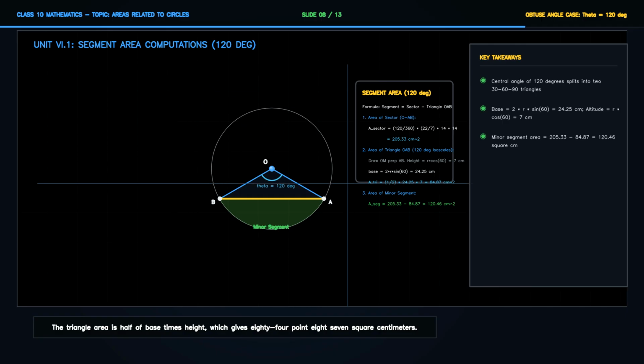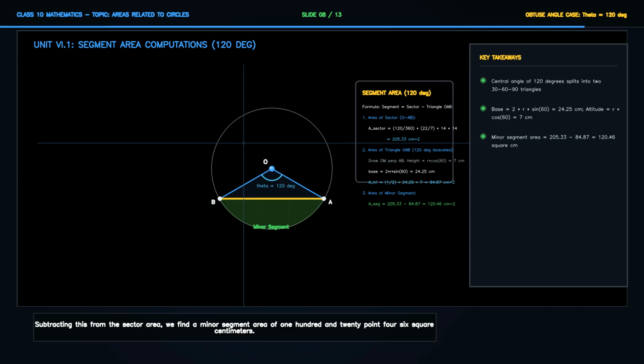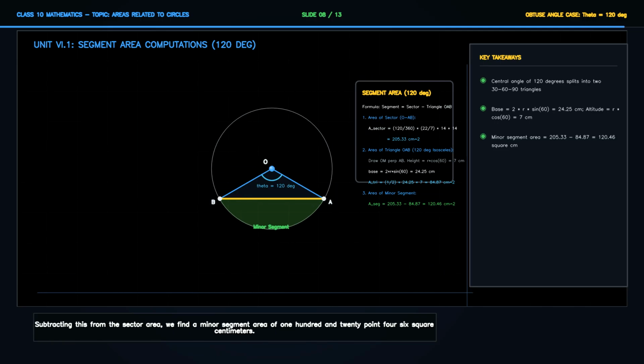The triangle area is half of base times height, which gives 84.87 square centimeters. Subtracting this from the sector area, we find a minor segment area of 120.46 square centimeters.